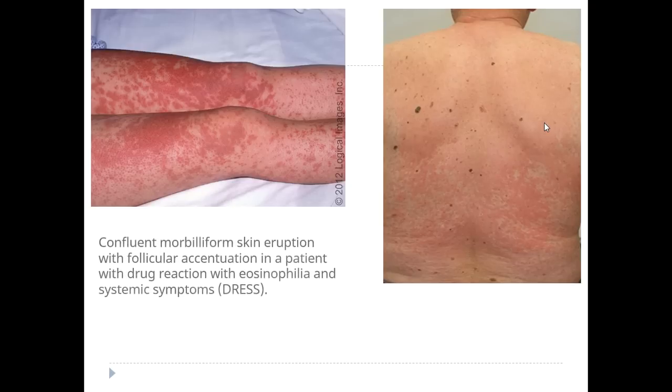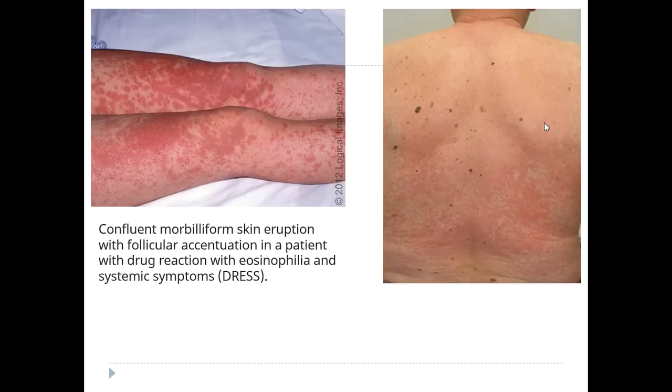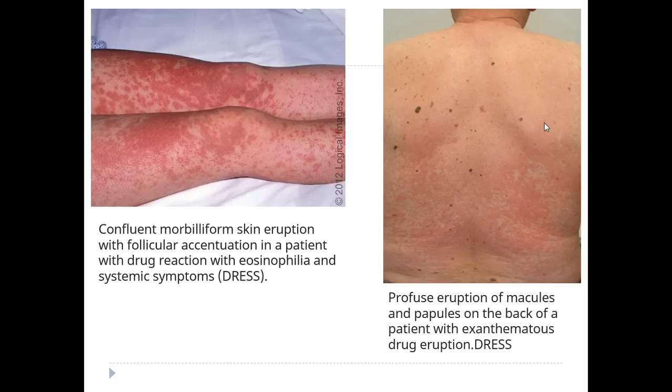It's easy. Morbilliform skin reaction due to stress. What is this? Macules. Please see, this is very common. Macules. Morbilliform skin reaction. Both are due to stress.